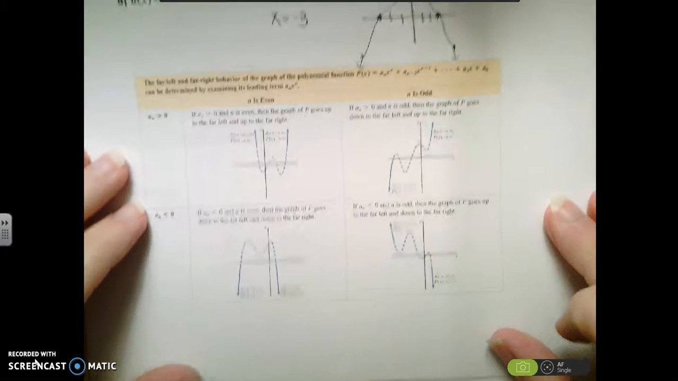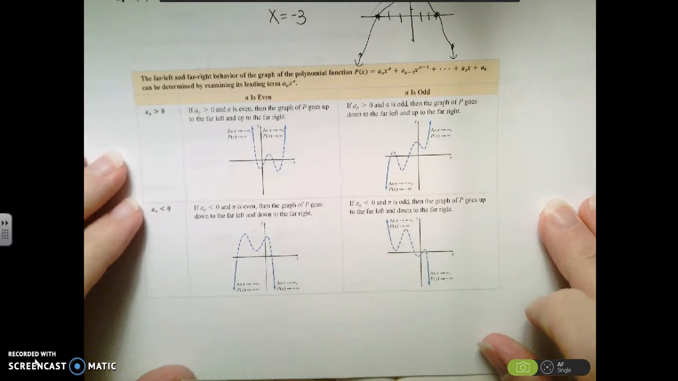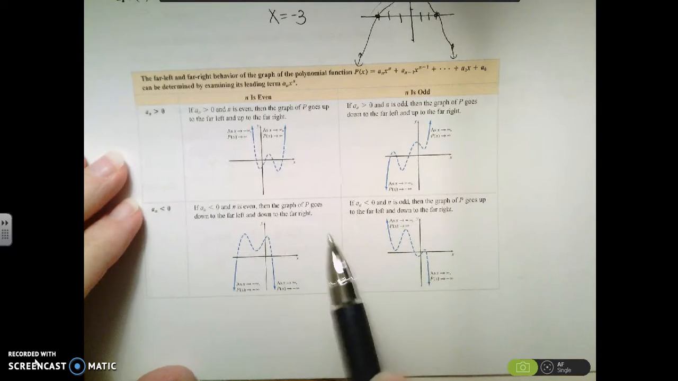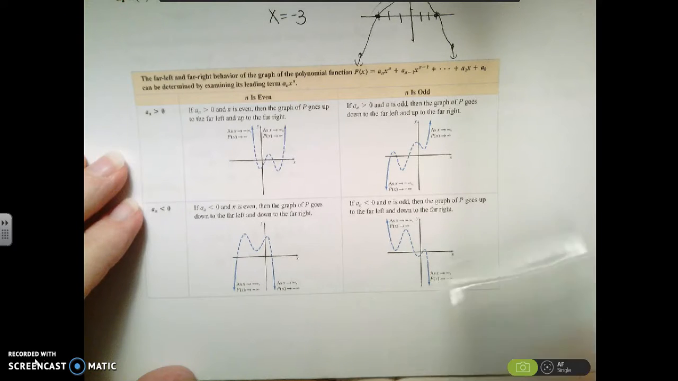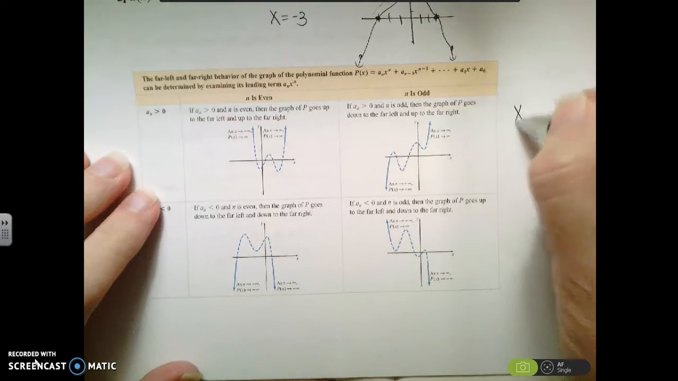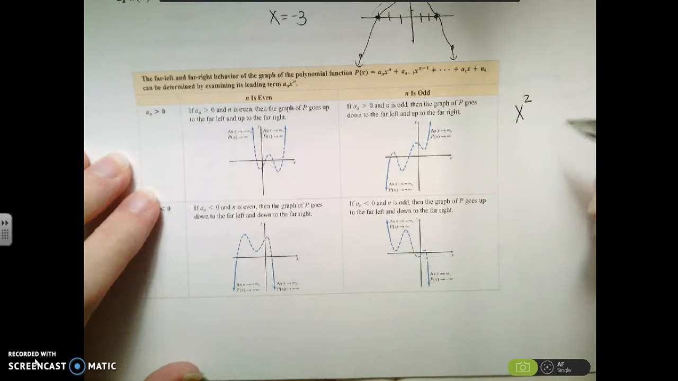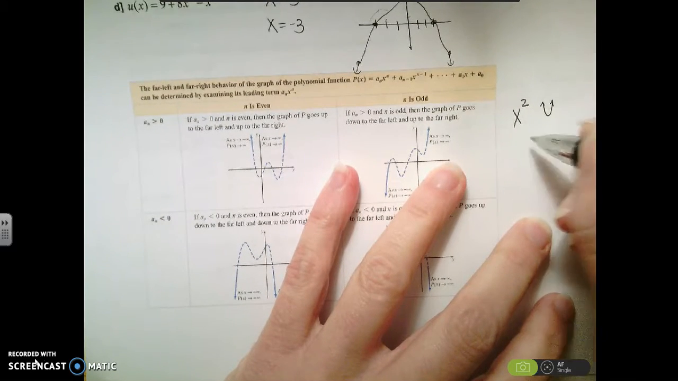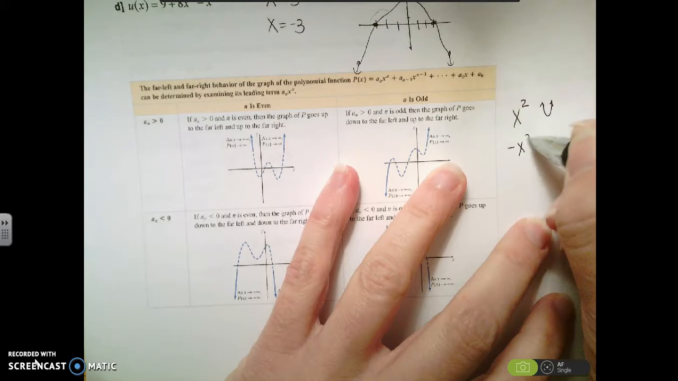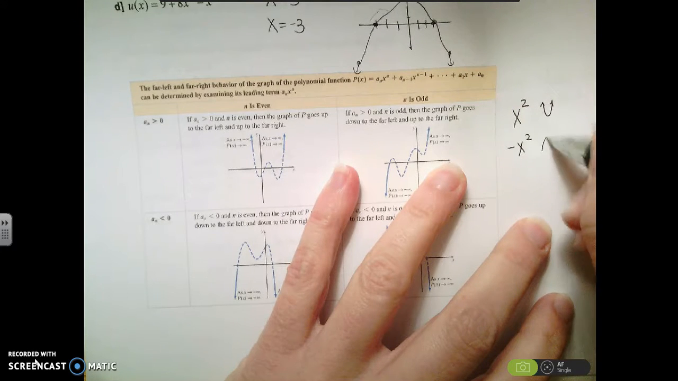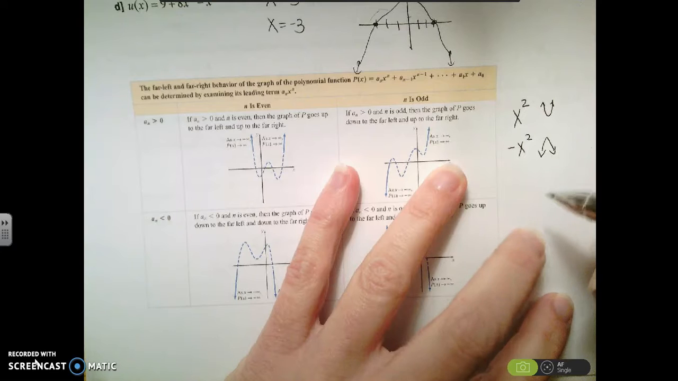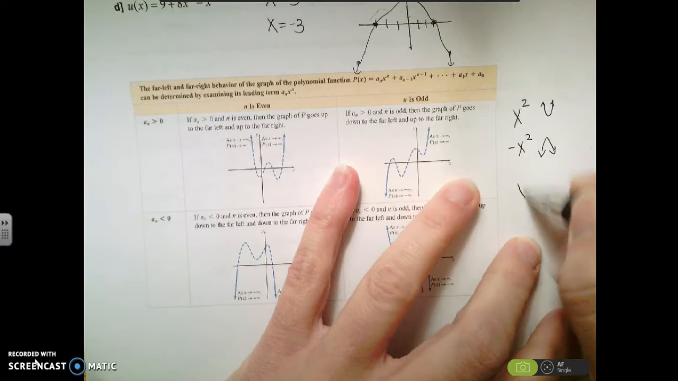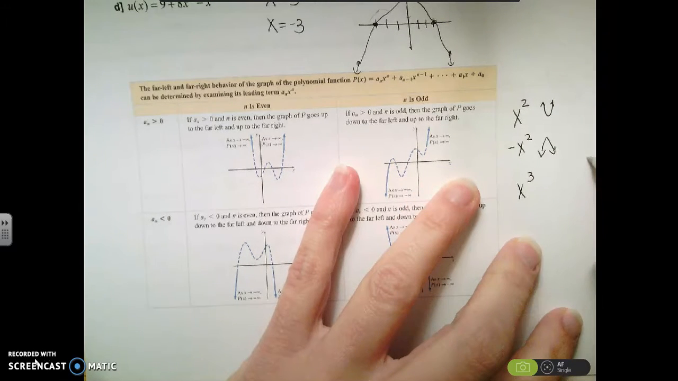So if you look at the chart at the bottom, this is from your book. This chart is very confusing. Basically, you know that a curve that's x squared is going to be a parabola that's opening up. And you know that a curve that is negative x squared is going to be a parabola that's opening down. You also know that x cubed is going to be a shape like this.